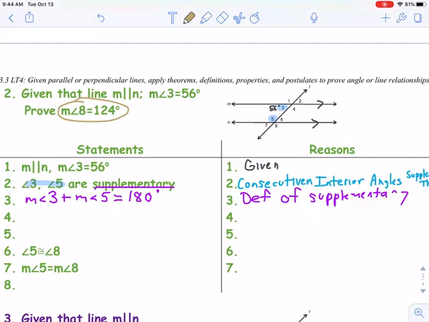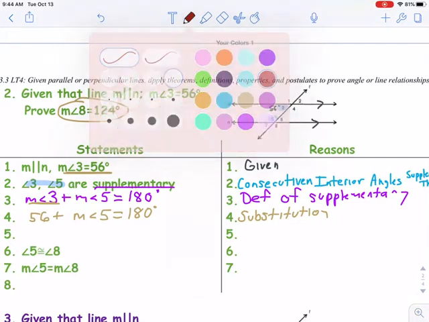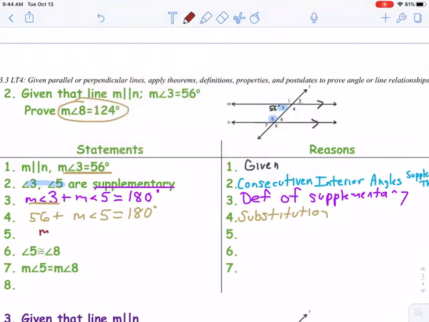I'm going to substitute 56 in for angle 3. I got a little too excited. My apologies, I should have done this first. All I did was substitute it in. I replaced it since they equal each other. I'm allowed to do that mathematically, legally. Okay. And then let's just subtract 56 degrees from both sides. I'm going to be left with measure of angle 5 equals 124 degrees because of subtraction.